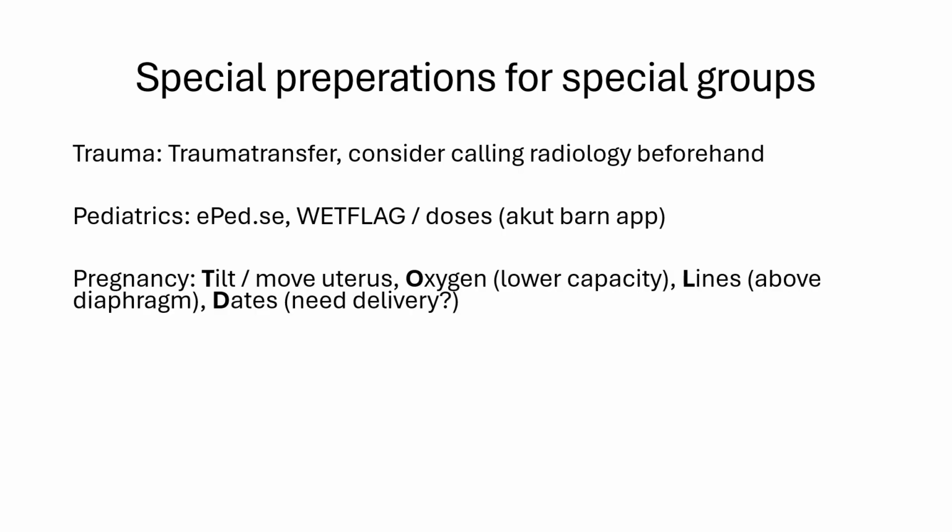In pregnancy, there's a thing called tilt, which is to move the uterus to the left so that there is no vena cava pressure. Give oxygen because they have low reserves, so give oxygen early on, even for just minor hypoxemia. Put in lines, but the lines have to be above the diaphragm because of the venous return. It's problematic to do it below the diaphragm, so only in the neck or the arms.